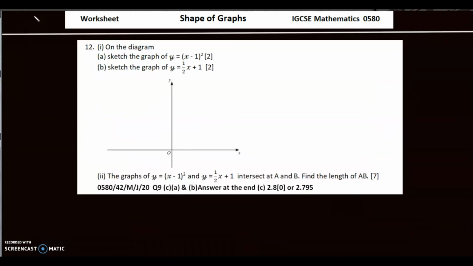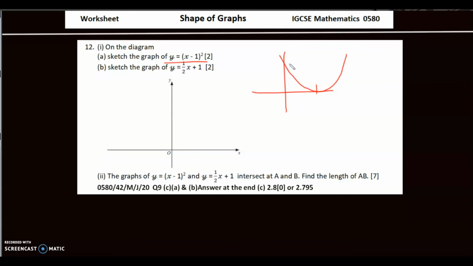Okay, in question number 12, on the diagram, sketch the graph of y equals (x minus 1) whole squared. So it's simply y equals x squared, and then this is translated 1 unit towards the right. So it's going to be a graph like this. If I were just supposed to sketch the graph of the first part, I would have done something like this, and we would have been good to go. But now, since we also have to sketch part B, and then solve this second part, it's important to know this value here as well.